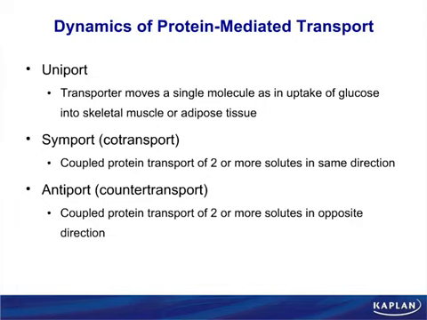Uniport is when a transporter moves a single molecule, such as the uptake of glucose into skeletal muscle or adipose tissue. This is an example of facilitated diffusion. It's one solute moving along the membrane on its own through a single transporter. Symport or cotransport is when a coupled protein transports two or more solutes in the same direction. Classic examples here are the sodium-glucose transporter or the sodium-amino acid transporter. Antiport is when a coupled protein transports two or more solutes in the opposite direction.